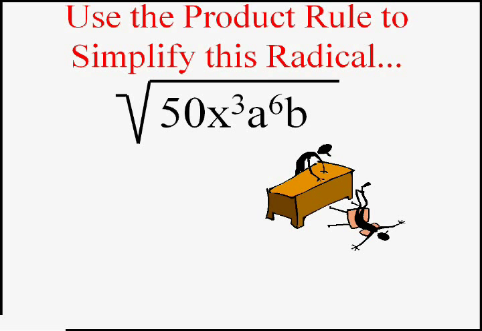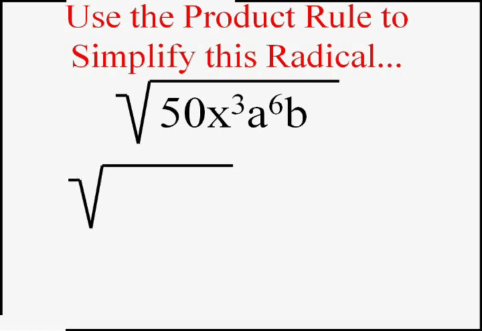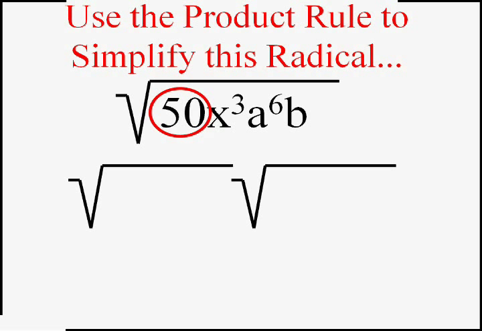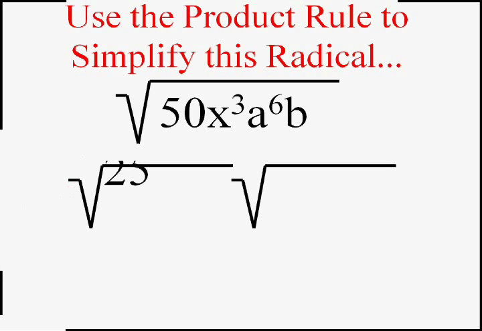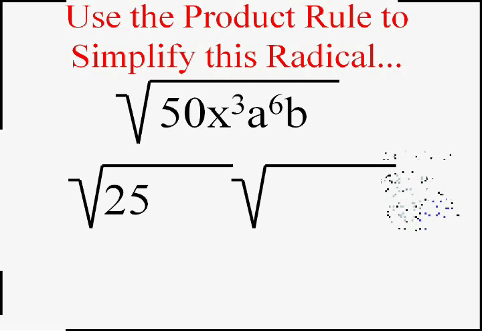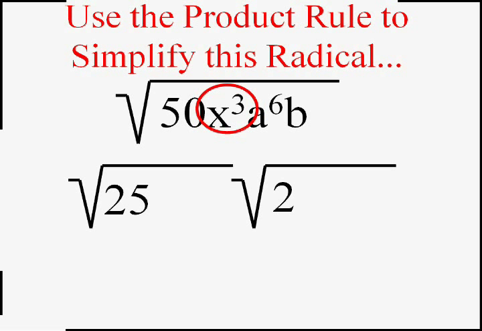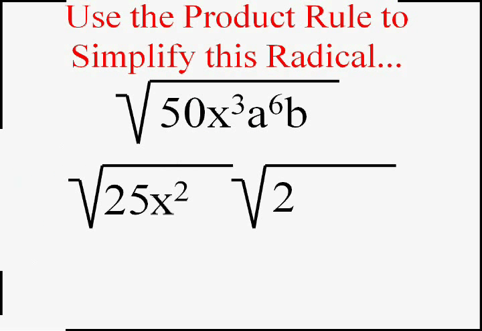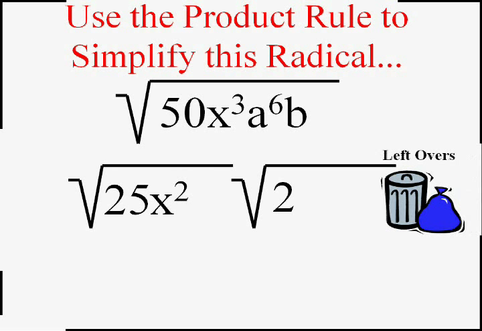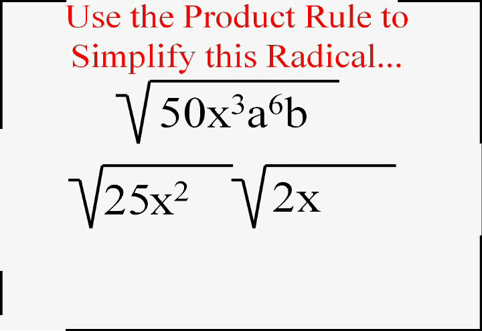This one might take you a little bit more time to do. Ooh, I'm dying. Don't let it scare you. Just do it a little bit at a time. I'm going to break it into the perfect squares and what's left over, but do a little bit at a time. For instance, the 50, I'll break into the largest perfect square that goes into it, 25, and a leftover of 2. The x to the third, I'll break into its largest perfect square, x to the second, and whatever's left over, x to the first.